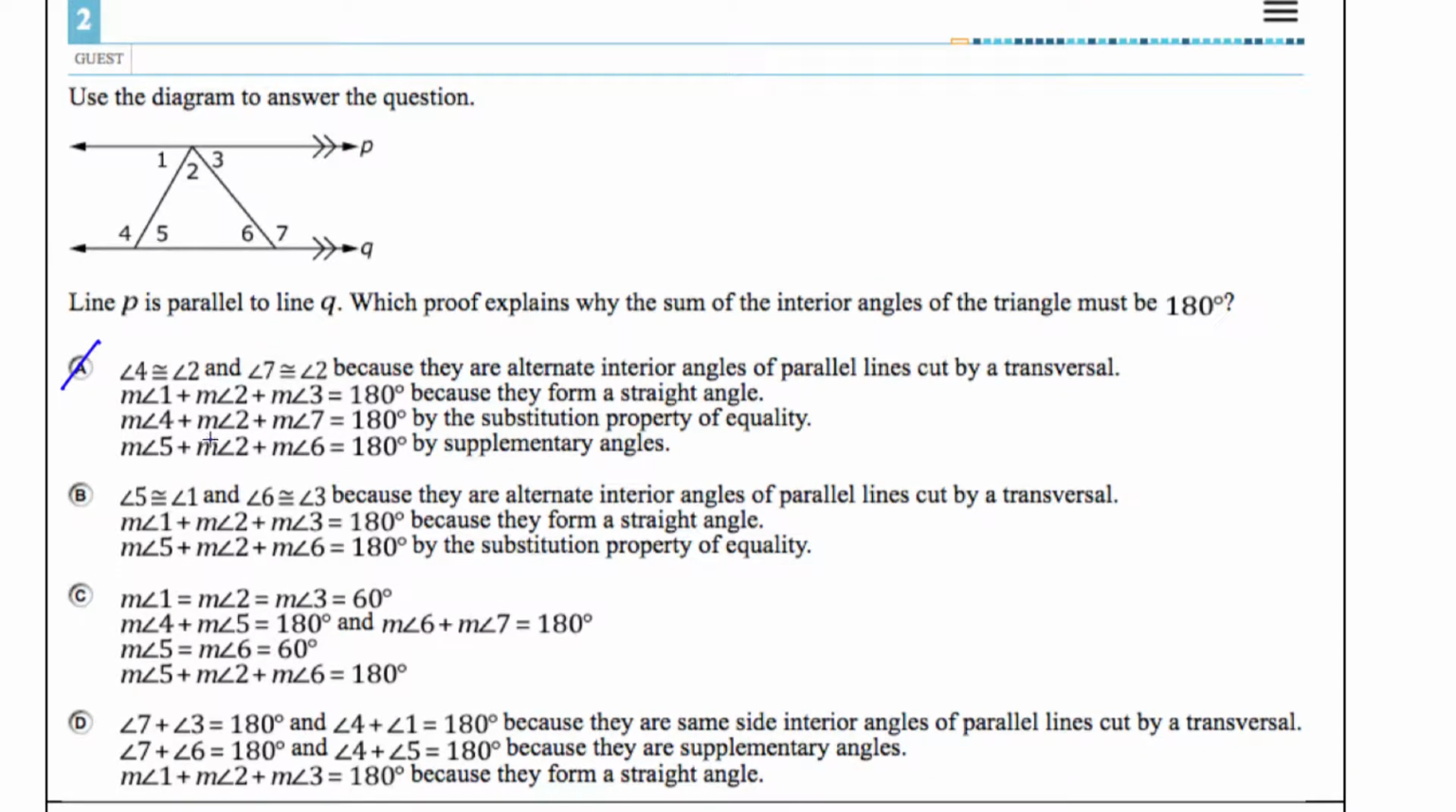Let's see B. 5 is congruent to 1. That's correct by alternate interior angles. 6 and 3, alternate interior. And that one looks good. So we'll come back. That one might be true.